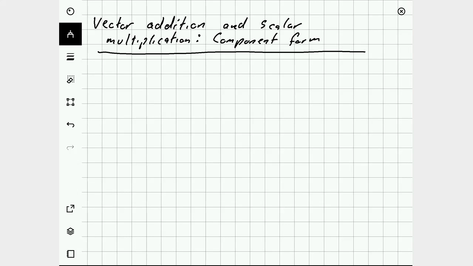Vector addition and scalar multiplication component form. Right? These two operations don't have a lot to do with each other, but they are the two important operations on vectors, and honestly, they're not that difficult. Let's start with vector addition.